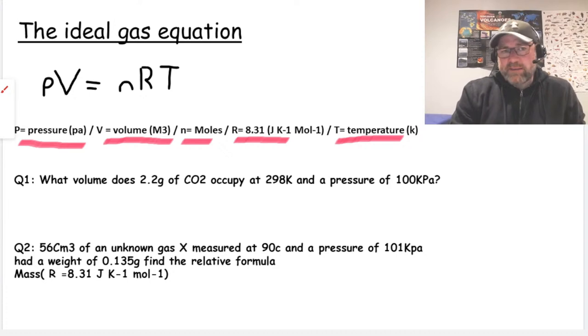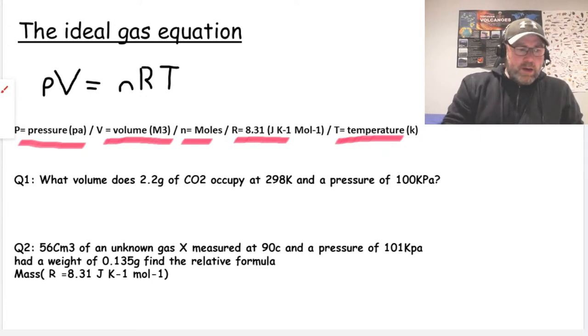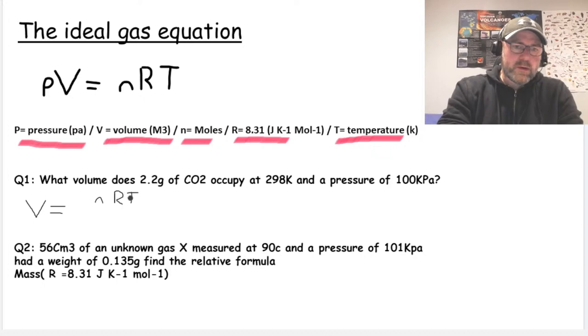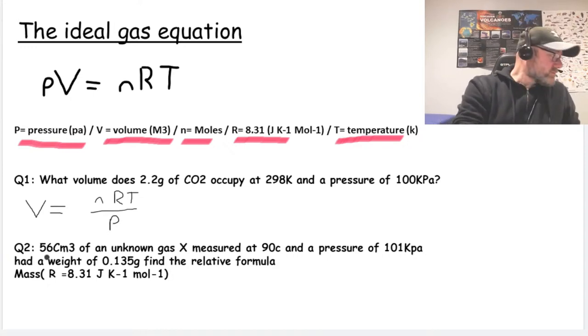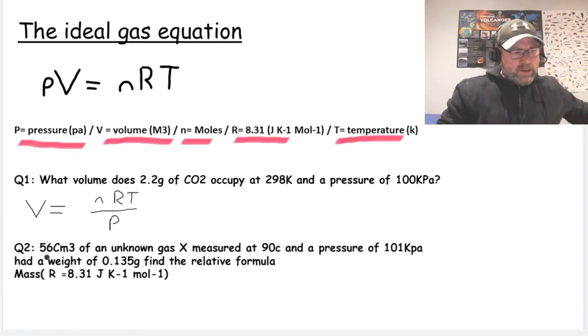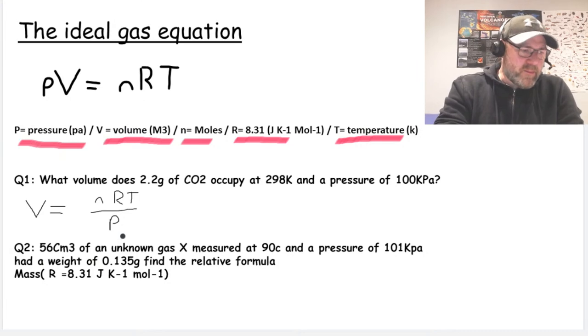P times V equals nRT. So what is V going to equal? Is that the correct rearrangement? Thank you, JK. nRT over P. Nice. Well done, JK.